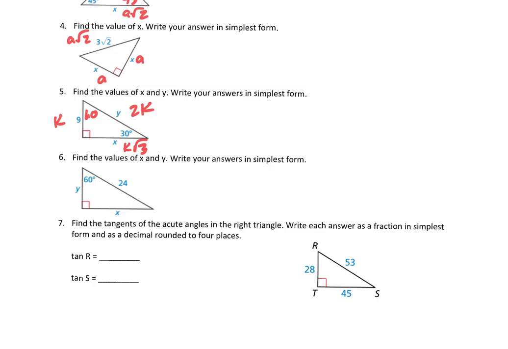So for instance, let's do number 5. The side that we know is opposite to 30, so that is my K value. So we're going to say that K is really 9. Because K is 9, then x would be 9 radical 3. And then y would be 2 times 9, which is 18.